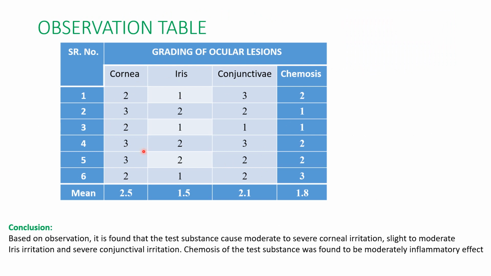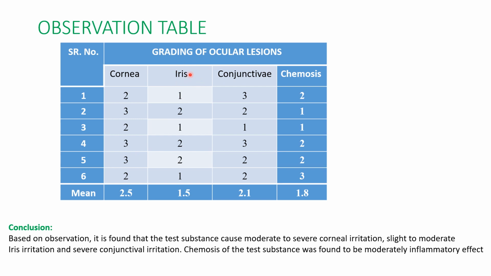So now we'll see the observation table. This is the number of animals. We have taken 6 animals, and now we will give the grading to the ocular lesion. You can clearly see here, in case of the cornea, the readings are 2, 3, 2, 3, 3, 2. Then we'll calculate the mean of it, which comes to 2.5. That means there is moderate to severe corneal irritation.